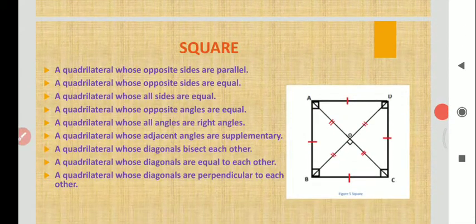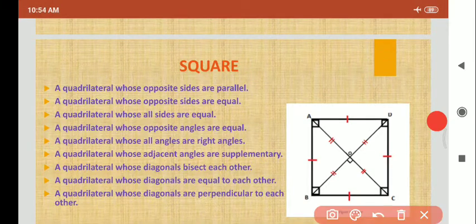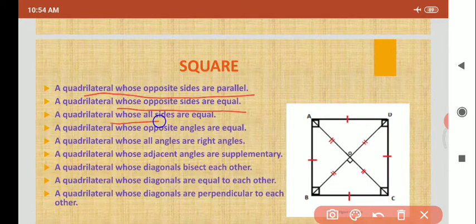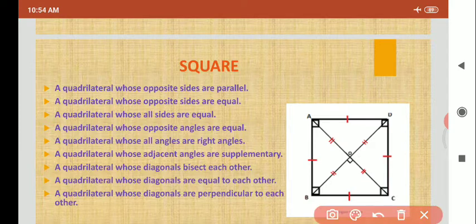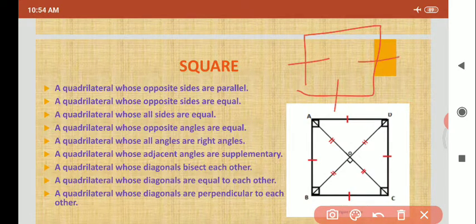Next is a square. What is a square? A square is also a quadrilateral whose opposite sides are parallel and equal, as in a parallelogram, and all sides are equal. In a parallelogram opposite sides are equal, but in a square all sides are equal.